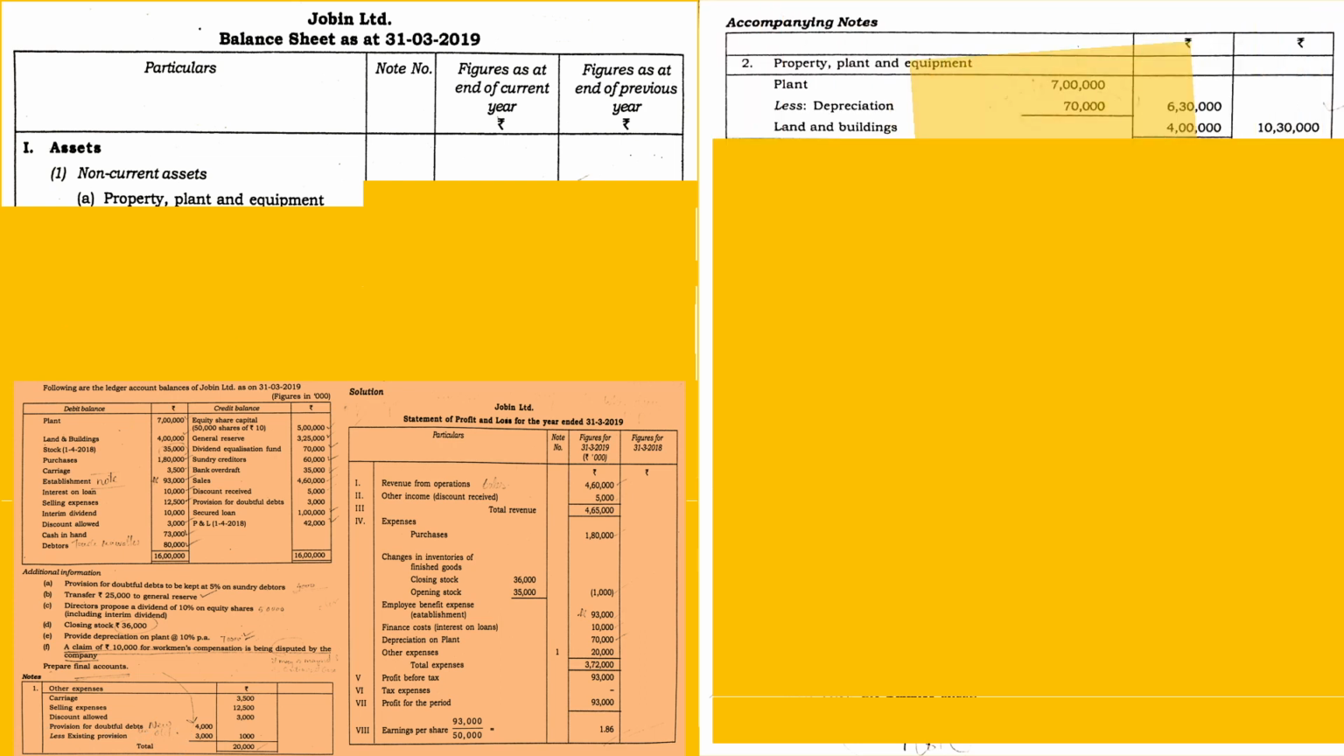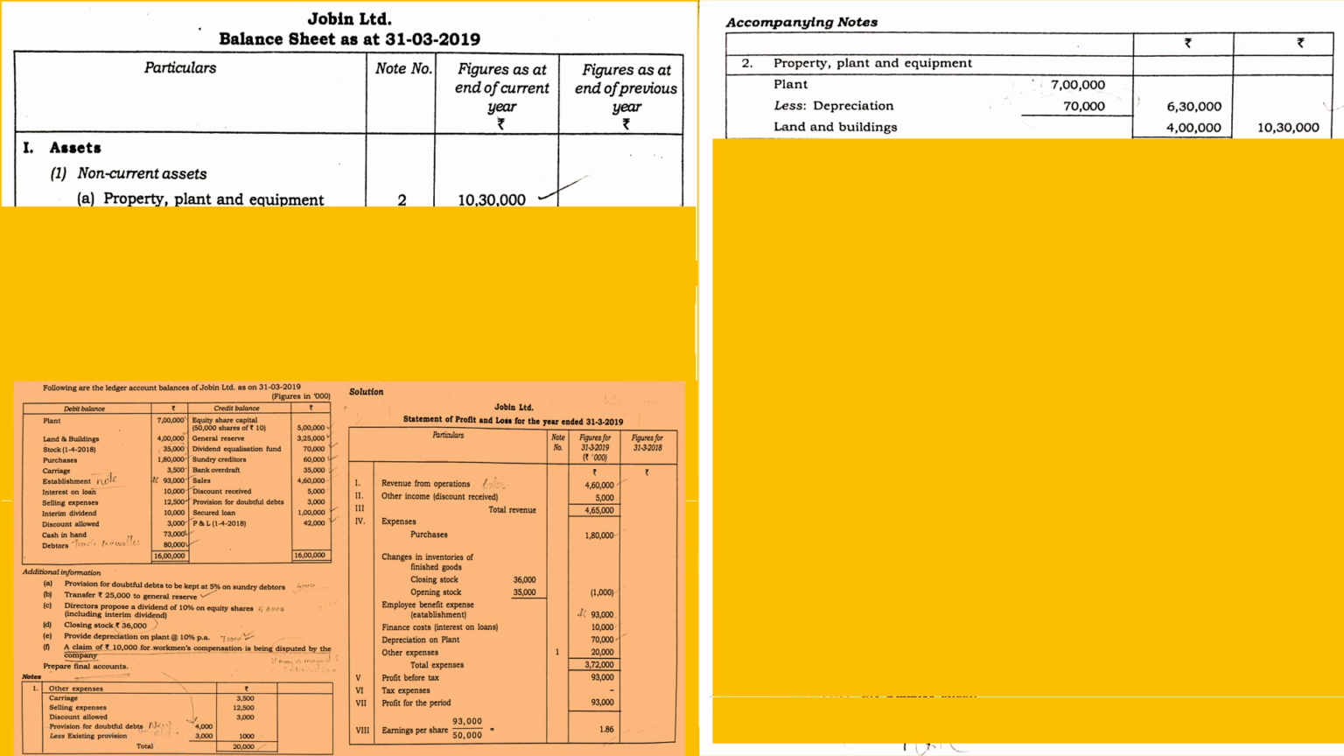So as an additional note, first of all, plant 7 lakhs. In the question it is mentioned that depreciation of plant is 10%, and 10% of 7 lakh is 70,000, so 6 lakh 30,000. Next one, land and building 4 lakhs. There are no other further assets given in the question, so you will get 10 lakh 30,000. Show the 10 lakh 30,000 in the respective area.